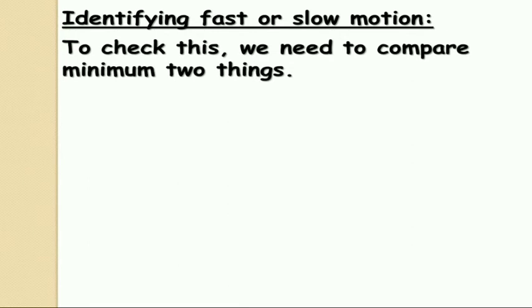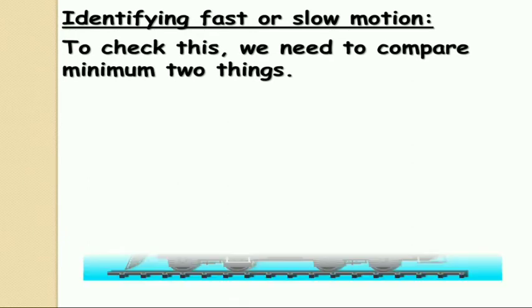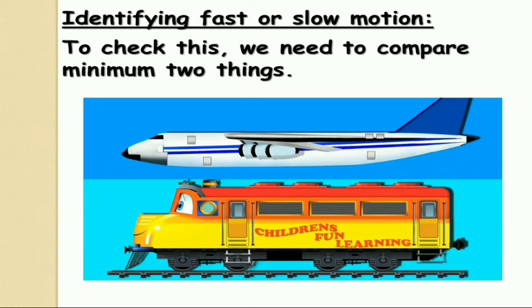Today we are going to discuss topics from the lesson Motion and Time from 7th class Science. Here, identifying fast or slow motion. To check this, we need to compare a minimum of two things. So, let's check an example.